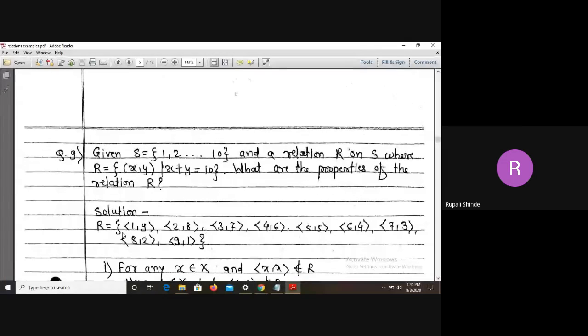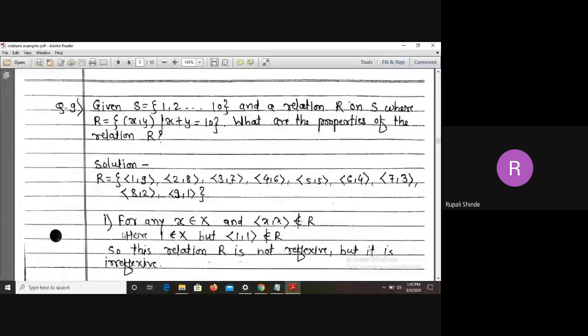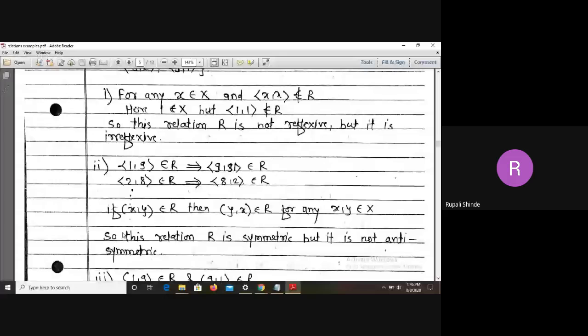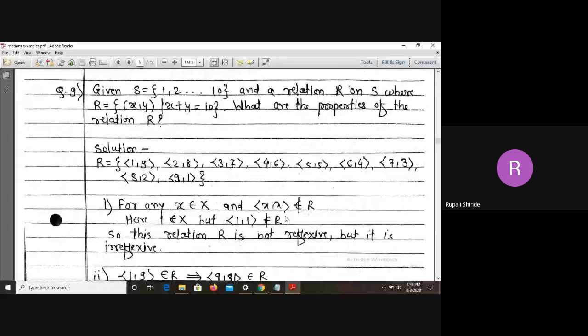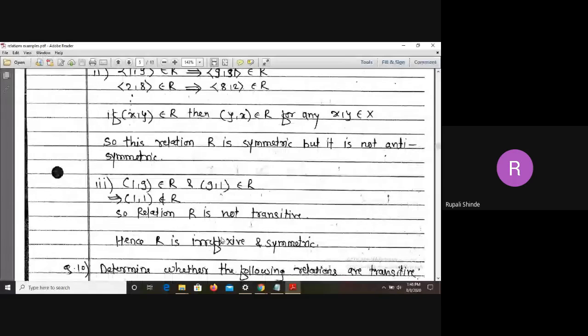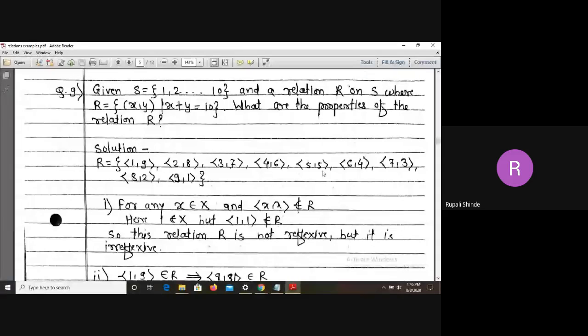So we can say that out of 5 properties, only the symmetric property is satisfied by the given relation. Okay. And this is not irreflexive. I made a mistake here. I have written here it is irreflexive, but this is not correct because 5 comma 5 is there. So this is not irreflexive as well. So only the symmetric property is satisfied by the given relation here.